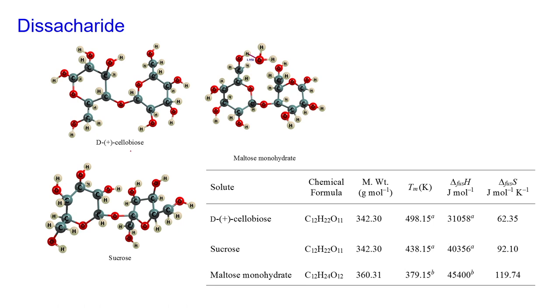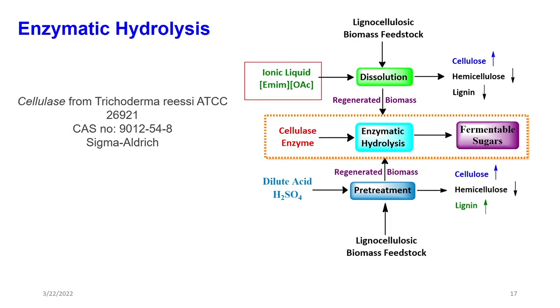Disaccharides, same thing, in disaccharides you can also have cellulose as well as hemicellulose derived. This is for example cellobiose, there are two rings together, maltose monohydrate, two rings. Again in sucrose you have two rings. So for these two-ring sugars, if you see the molecular weight, melting point, then the heat of fusion and entropy of fusion, these are reported.